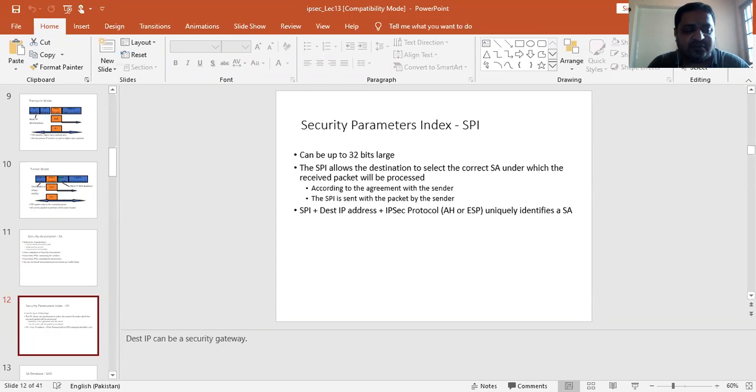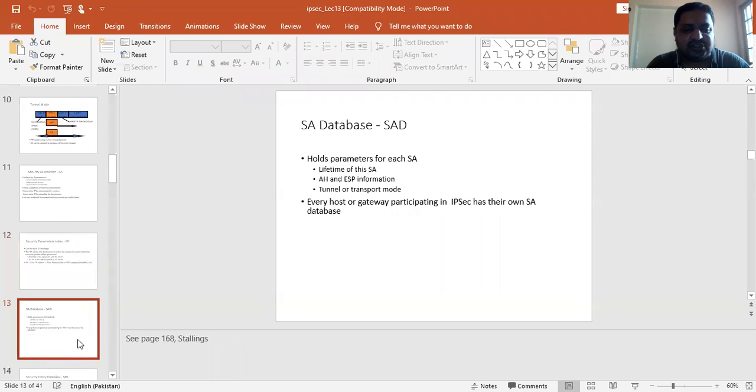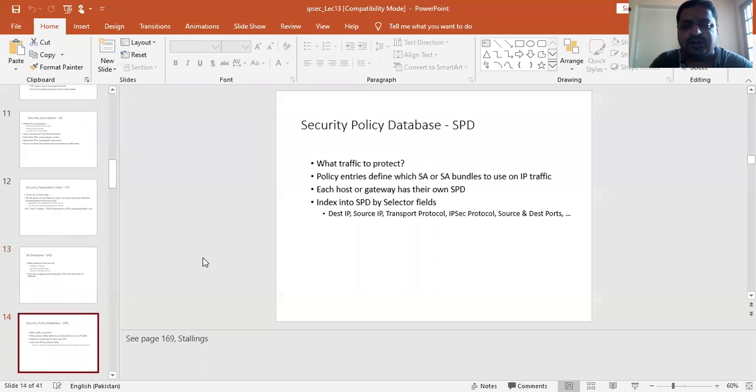So in this way, we define different policies for that. We have different databases which define the lifetime, or you can say the time limit, for a particular packet. They also contain information about other fields like the authentication header, encapsulation, security policies, and then different modes of transmitting the data, like tunnel mode and transport mode.